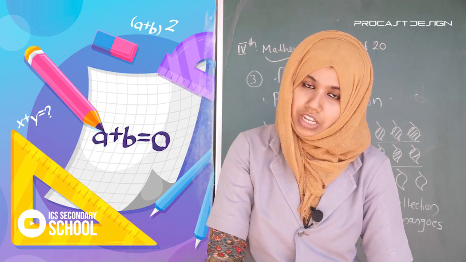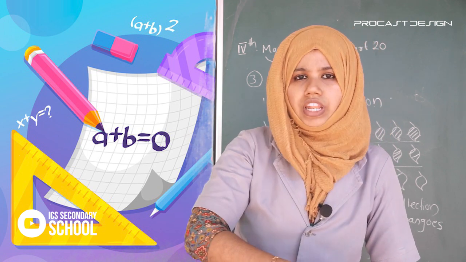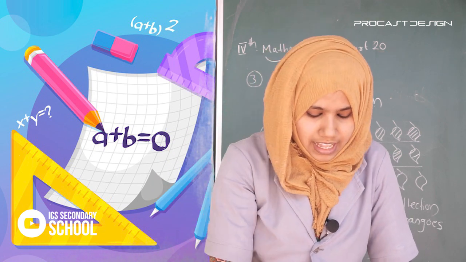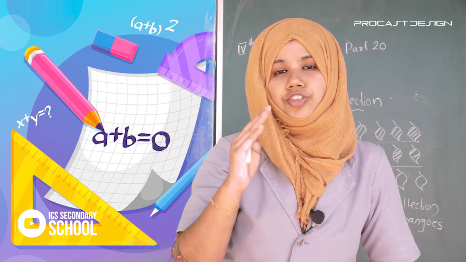1 by 4th of 20 flowers. So the total 20 flowers are divided into 4 equal parts. So shade the first part. So you get the answer. The same method, 2 by 3rd of 12 tops. So there are 12 tops.